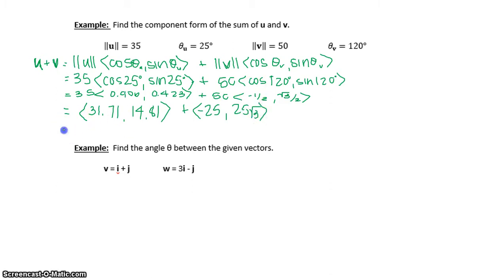Then when I add those, so at this point if I have not typed the radical 3 into my calculator, I will, I get 6.71 and 58.11. So that's the component form of the sum of u and v. I actually used magnitude and the direction angle for each one to find u and v, and then I added them.